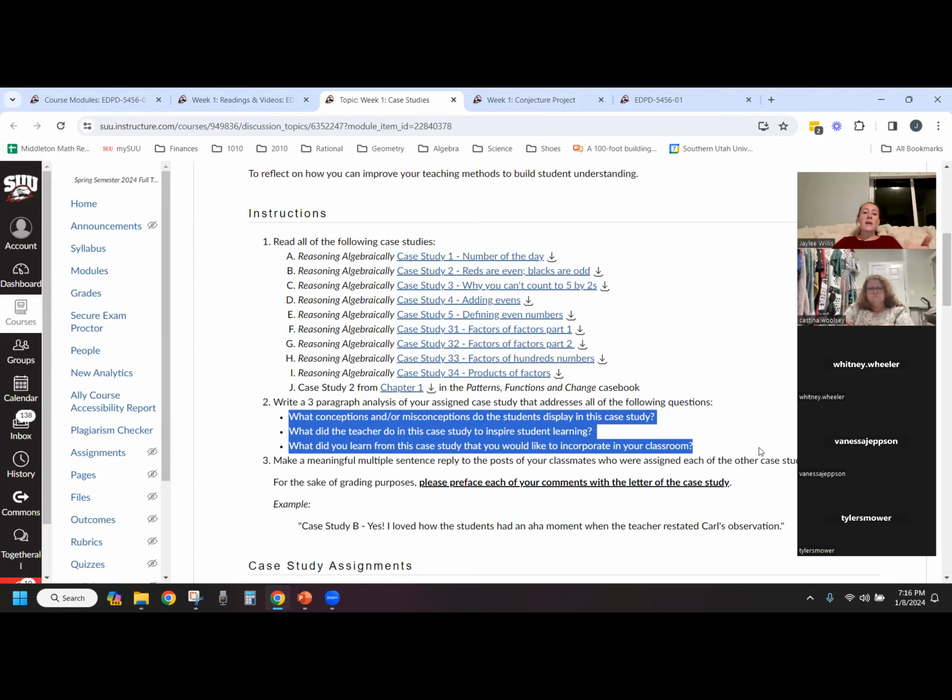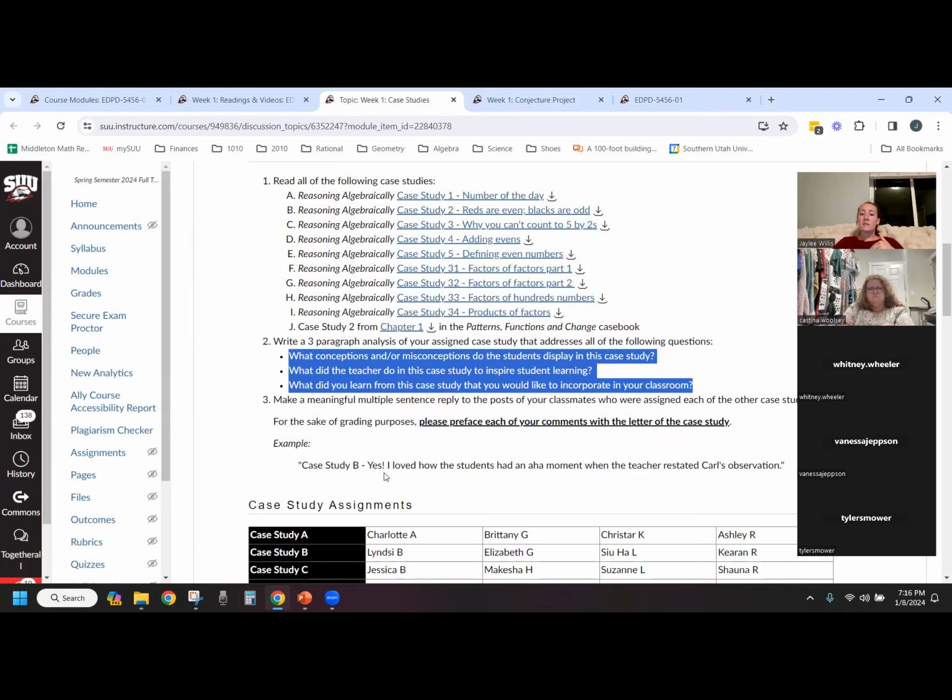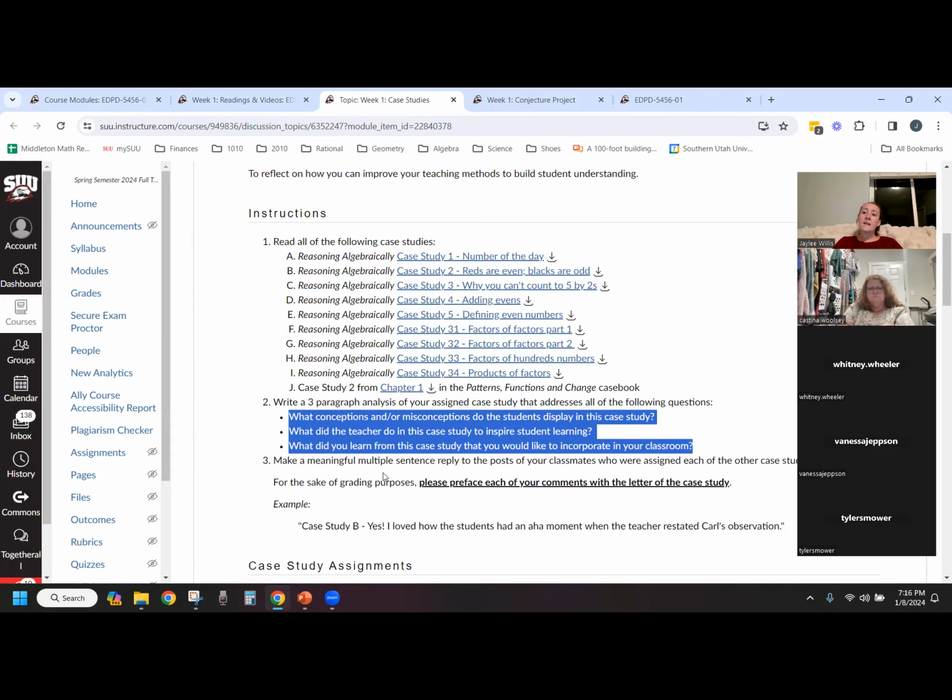And then for the rest of the case studies, you're going to make a comment on your classmates' posts that replies to what they said or what you learned from that case study. So rather than making a 3-paragraph analysis, you're just going to make a quick, 2 or 3 sentence comment on your classmates' posts. This is why it's important to do these case studies on time, so that everybody has a post to comment on for the other case studies that they were not assigned.